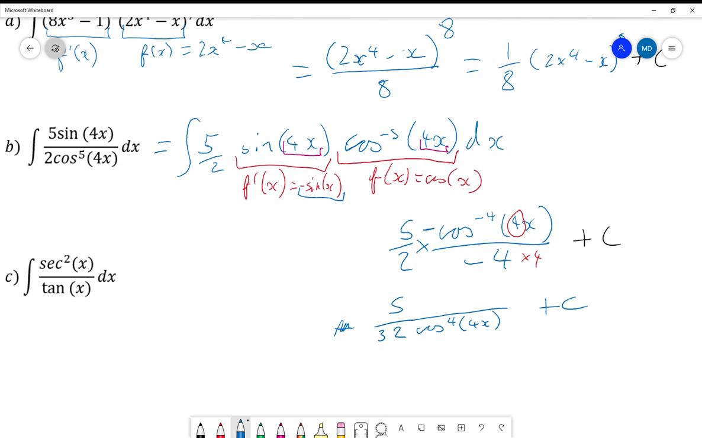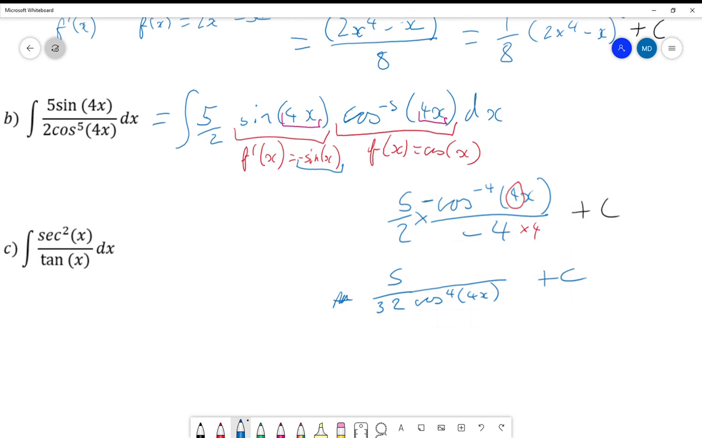And at this point, if you're unsure of that, if you're like, ooh, I need to check that, this is the perfect time to go: 5 over 32 multiplied by cosine of 4x, all to the power of 4. What does it differentiate to?